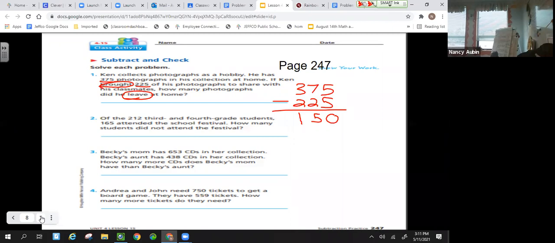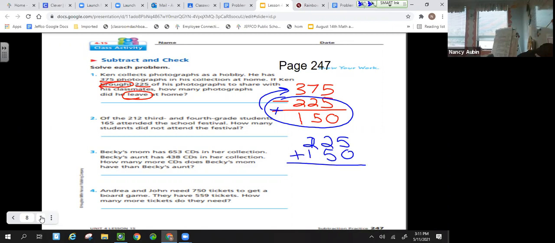Okay, so now I said I have to check my answer. Elena, what would I add together to make sure I did it right? What two numbers do you add together to see if you get the right answer? You have to add 225 plus 150. Okay, let's do it. Write it in your book. 225, easy peasy pumpkin squeezy. We don't have to make any new groups. 5 plus 0. 2 plus 5. 2 plus 1. 3. Did we do it right? Yep, so he has 150 photographs left. I'm just going to say photos.